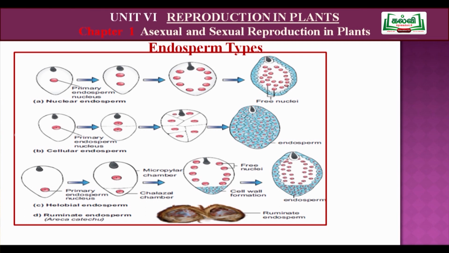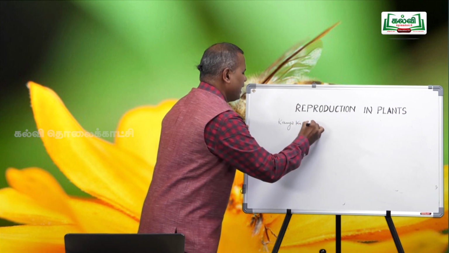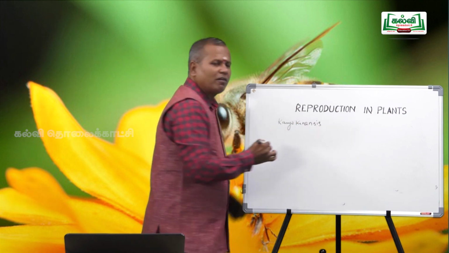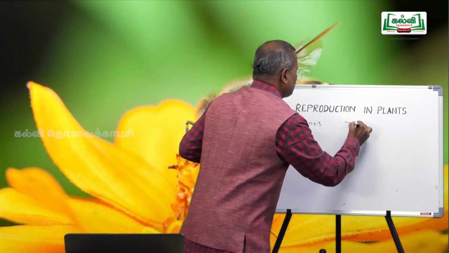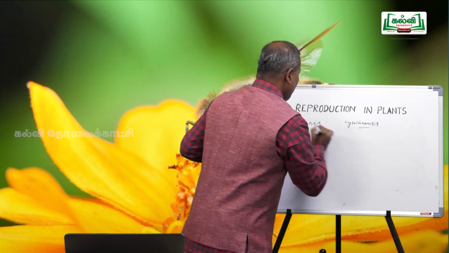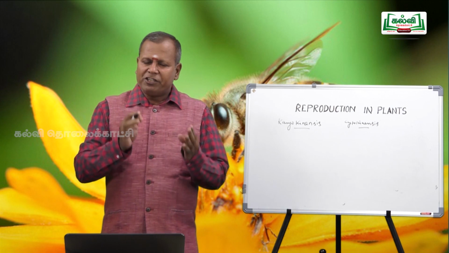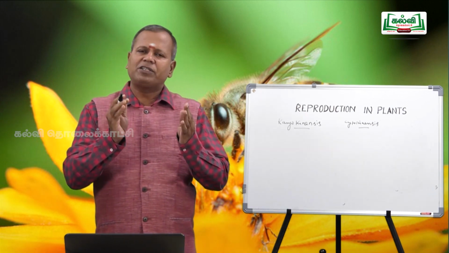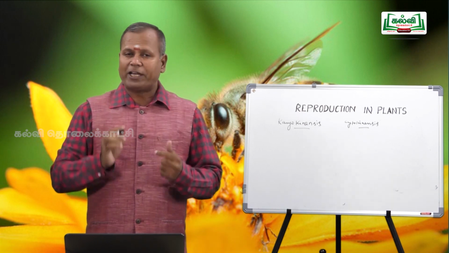Nuclear endosperm. I hope you know two terms in biology. One is karyokinesis, the division of the nucleus. The second one is cytokinesis, the division of cytoplasm. At the time of mitotic as well as meiotic cell division, the nucleus undergoes division first. So nuclear division is karyokinesis, and the division of cytoplasm is said to be cytokinesis.